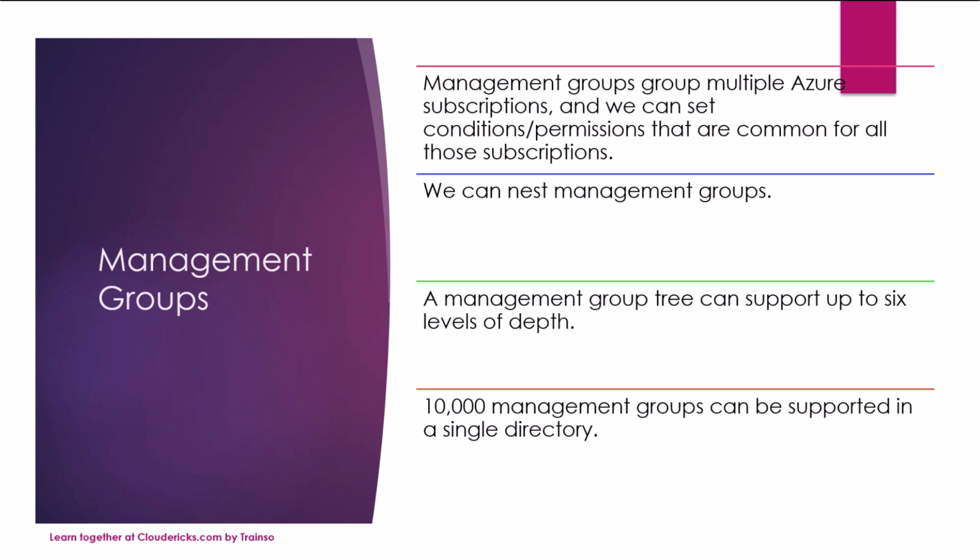We can nest management groups. That means we can have one management group inside another. That is not possible with subscriptions or resource groups. A management group tree can support up to 6 levels of depth. We can have 10,000 management groups in a single directory or a single tenant.